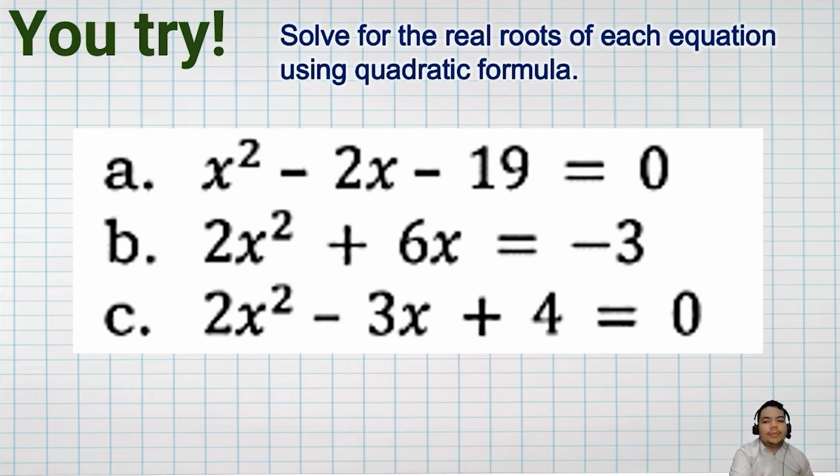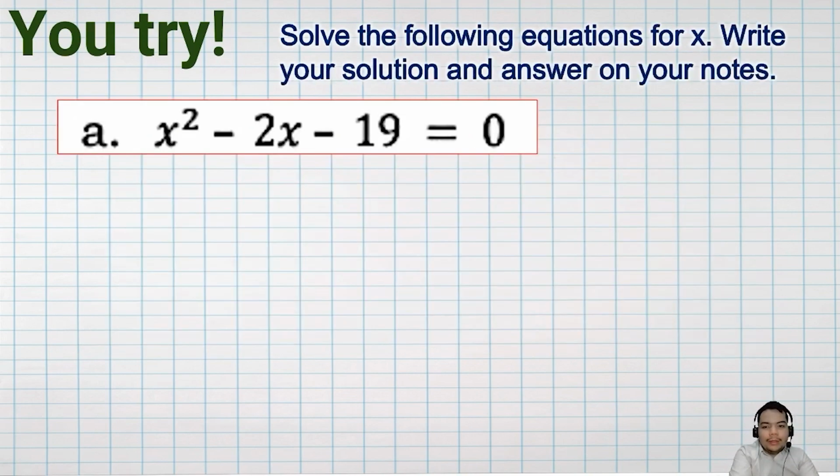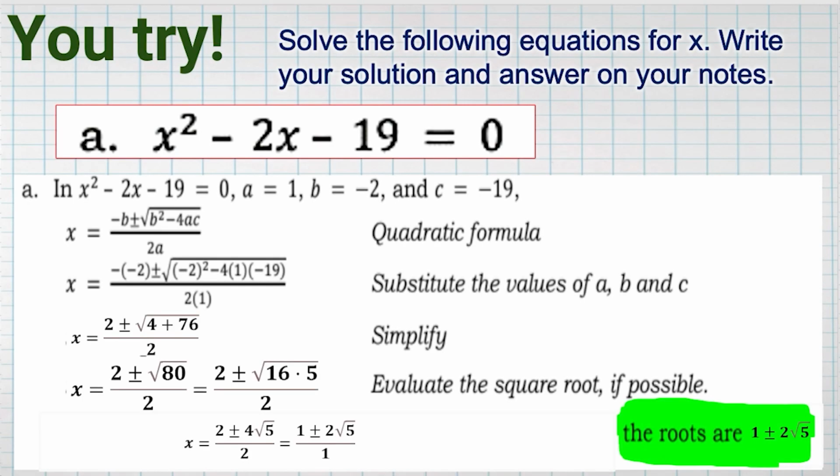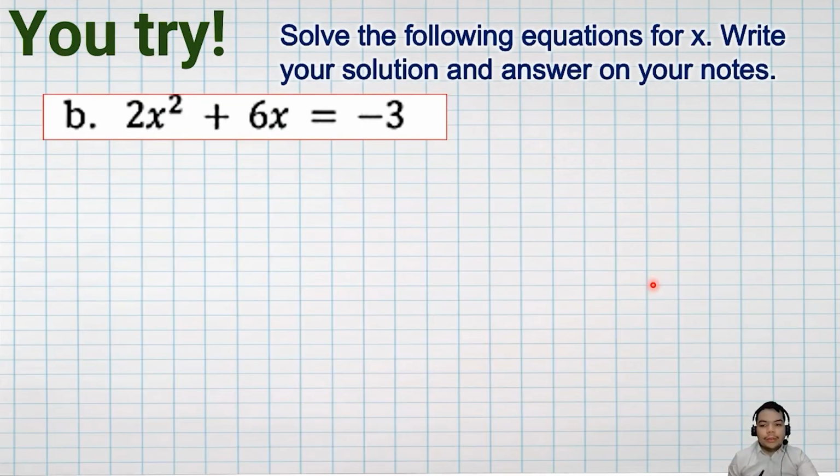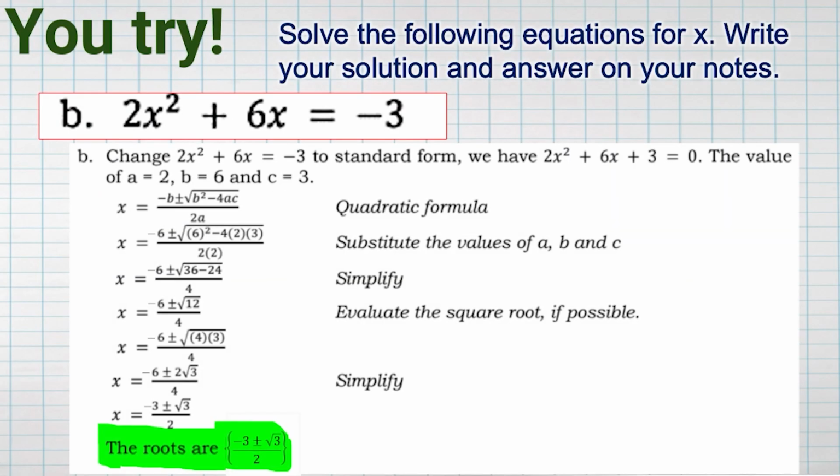So I hope na-pause mo na dahil ito na yung mga magiging sagot nila. Okay, for letter A, x squared minus 2x minus 19. Yan, ito yung magiging sagot nila. Next. So the answer for letter B will be, so I think kailangan mo siya i-simplify. So kung di mo na simplify, okay lang yan. Basta take note, sa susunod kailangan nakasimplify na siya.